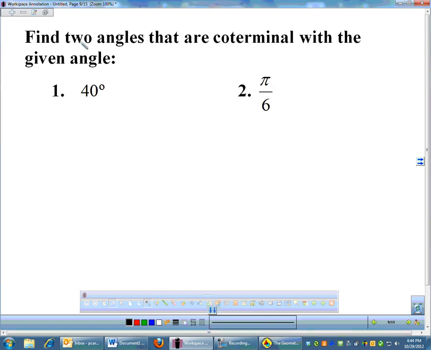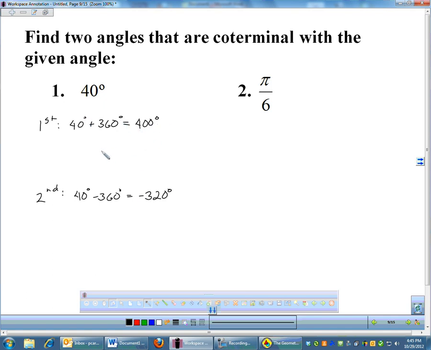And here I say find two angles that are coterminal with the given. So since I'm in degrees, my first angle for this one, I'm going to do 40 degrees plus 360, which is 400 degrees. And then my second angle is going to be 40 degrees minus 360 degrees, which gives you negative 320 degrees. So those are our two coterminal sides.